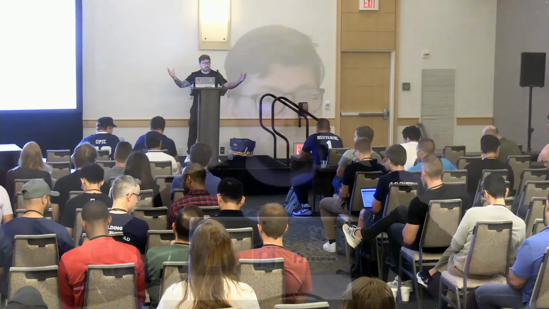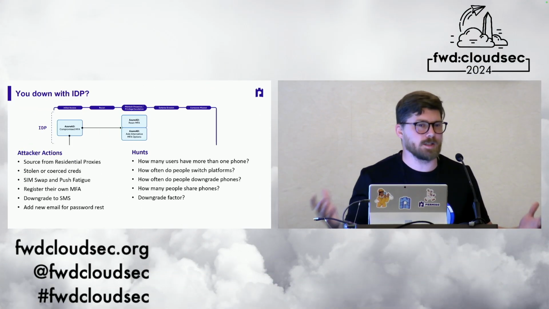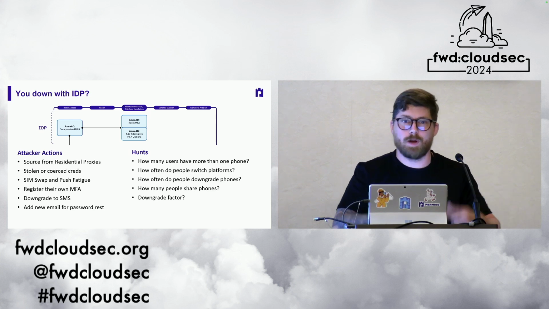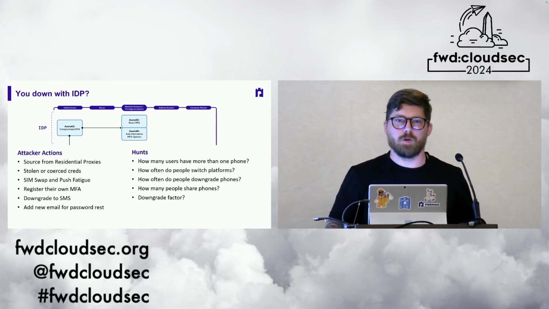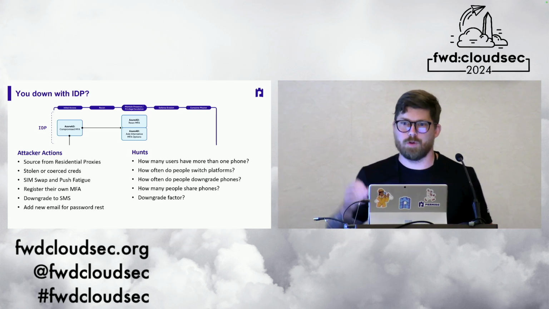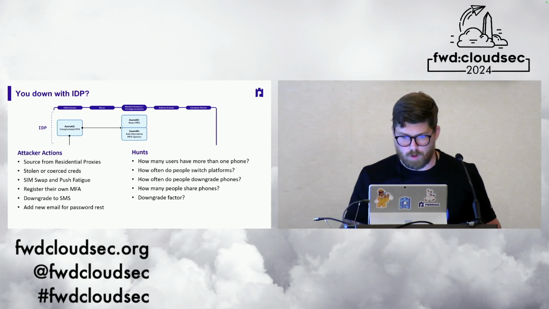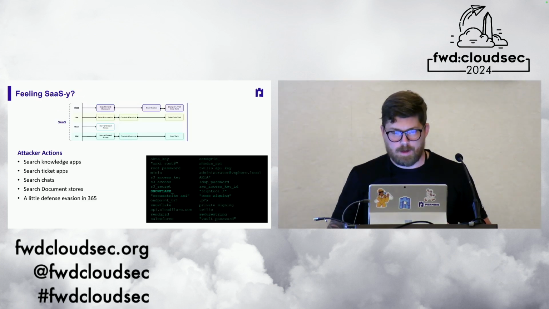And then also, how many people even share phones, right? These guys will compromise a dozen identities. They don't have a dozen phones sitting in front of them. They just have a couple. So they're just going to use that same phone, registering it over and over again. So look for that common device hash or device ID, depending on what platform you're on. Cool. That's the IDP side of the house.